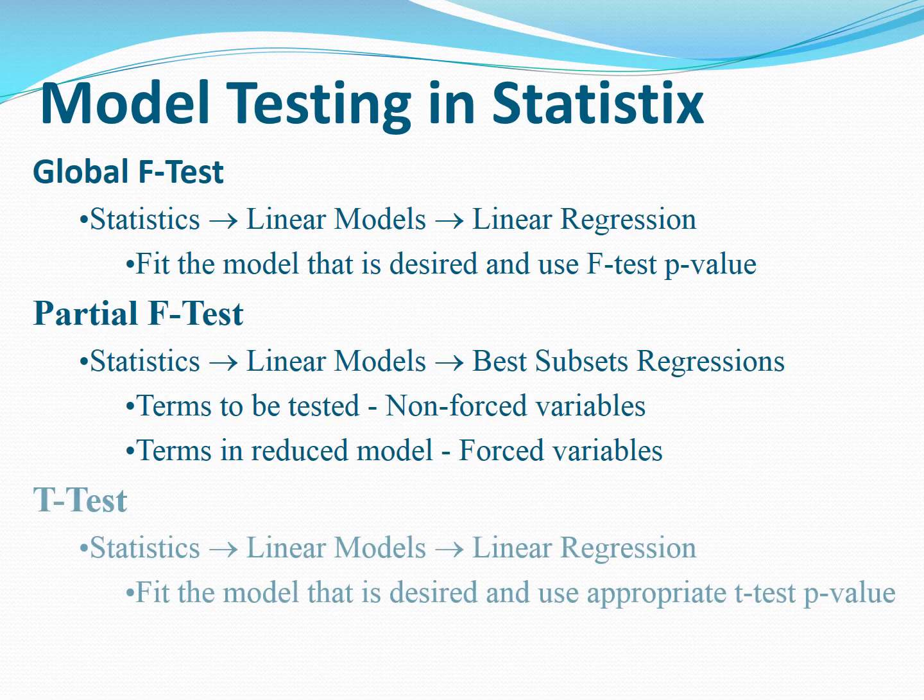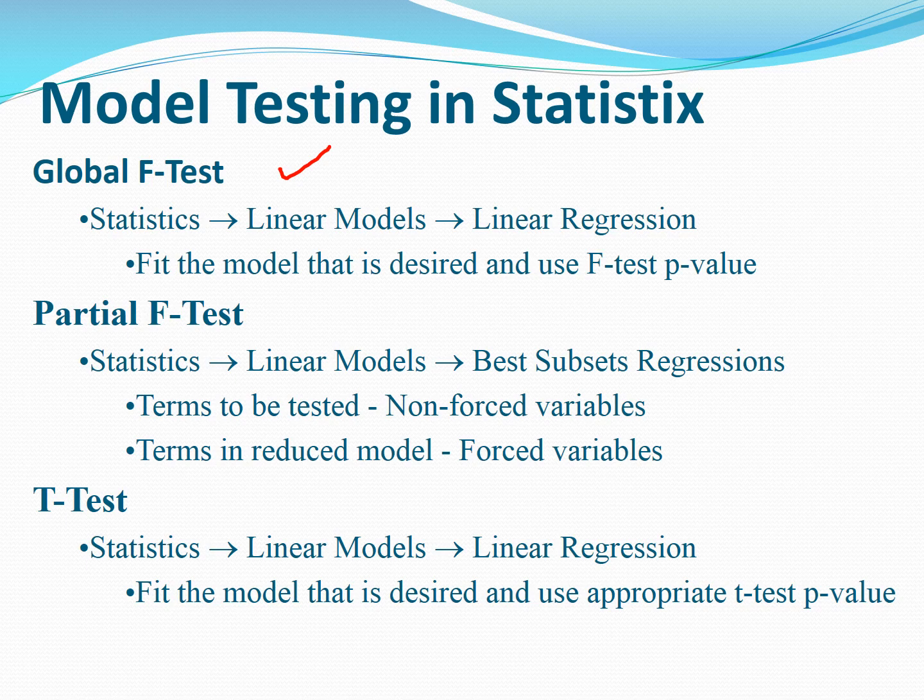Here's how you do it. Now, this is a great little sheet of notes to have when you go to the software and start testing in your model. I know everybody's going to do this once. One check mark. You're going to go to statistics menu, linear models, linear regression. You're going to fit the model that you want and use the F-test p-value. I'll show you where that is in a little bit. And again, I'm going to do a separate video for the statistics demonstration. I use different software for that.